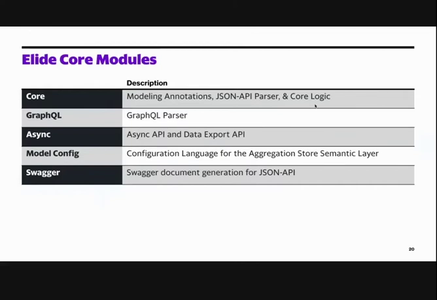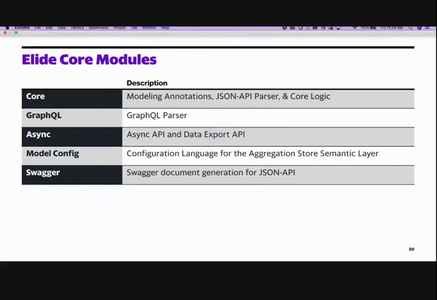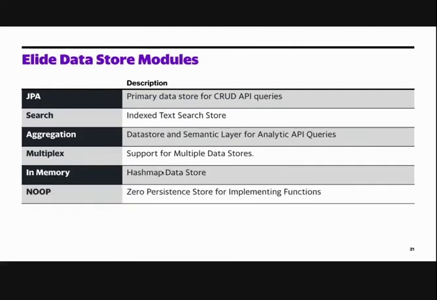There is a model configuration package, which is essentially the HJSON configuration for the semantic layer. There's Swagger, which builds the Swagger documents for JSON API. And then there's a set of data store modules. Data stores are the way Elide talks to a backend, which could be a database or a web service or anything that you'd want to add.